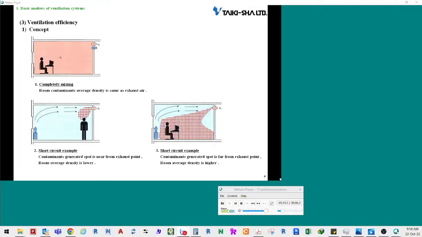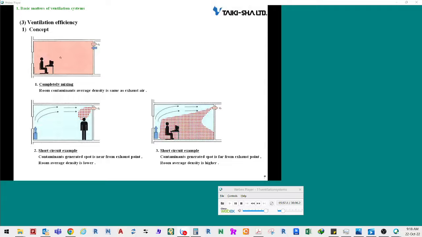3. Ventilation efficiency. 1. Concept. Ventilation is required for the supply of fresh air, good maintenance of air environment, and the effective removal of as much pollutants as possible. If the air in a space is completely mixed with pollutants, the density of the pollutants in the whole space is uniform. In addition, the density is equal to the exhaust concentration. Actually, however, complete mixing rarely happens.